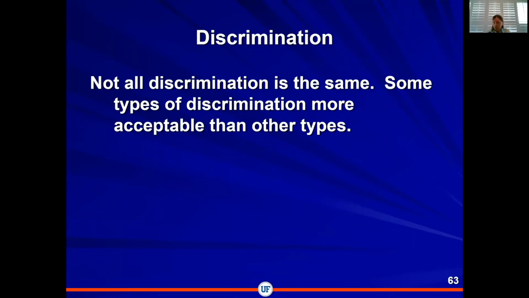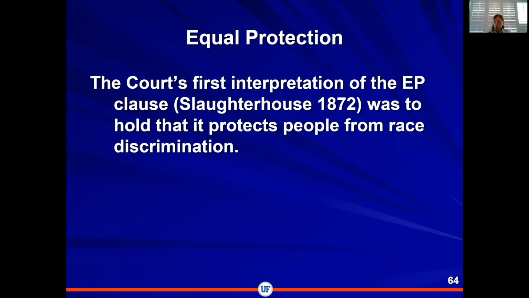But we know intuitively, just like not all rights are the same, not all types of discrimination are the same. Some types of discrimination are more acceptable than other types. Then we just have to figure out what's acceptable and what's not. When the court was first interpreting the Equal Protection Clause, some butchers who were kept out of a monopoly butchers enterprise said, whoa, you're treating us differently, right? And the court said, butchers, this Equal Protection Clause is not about protecting butchers from a monopoly, it's about protecting people from race discrimination. So right out of the gate, we knew that the Equal Protection Clause was about protecting people, the newly freed slaves, from race discrimination.